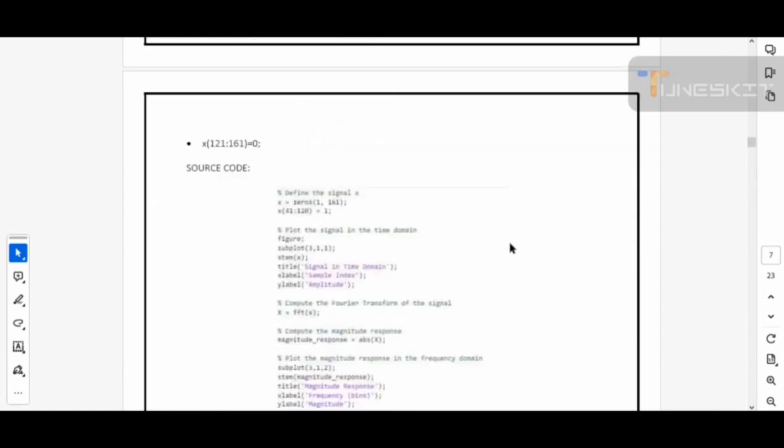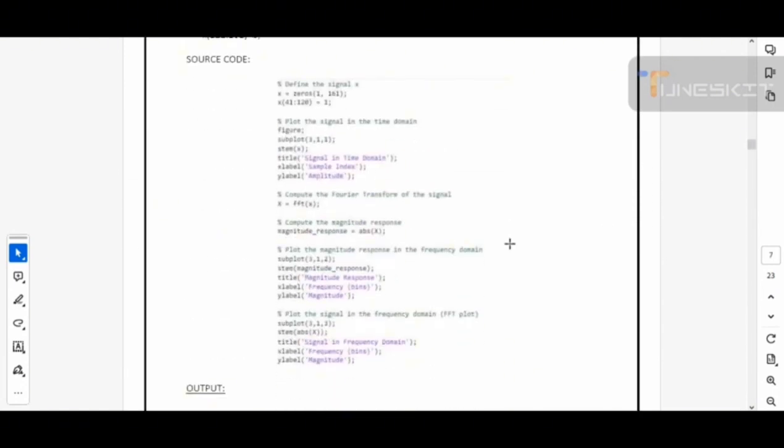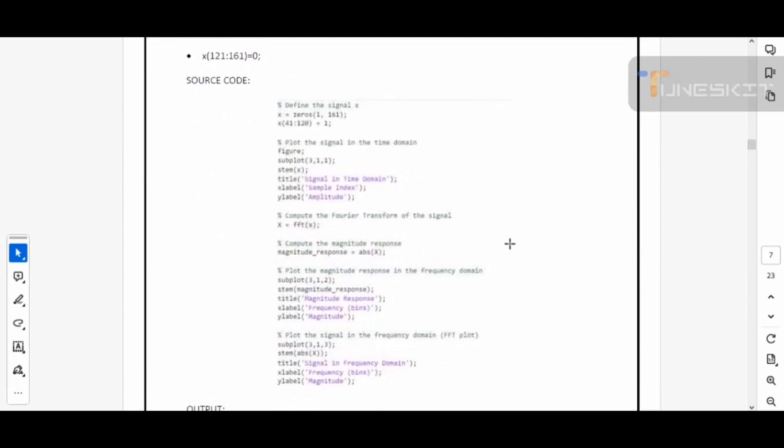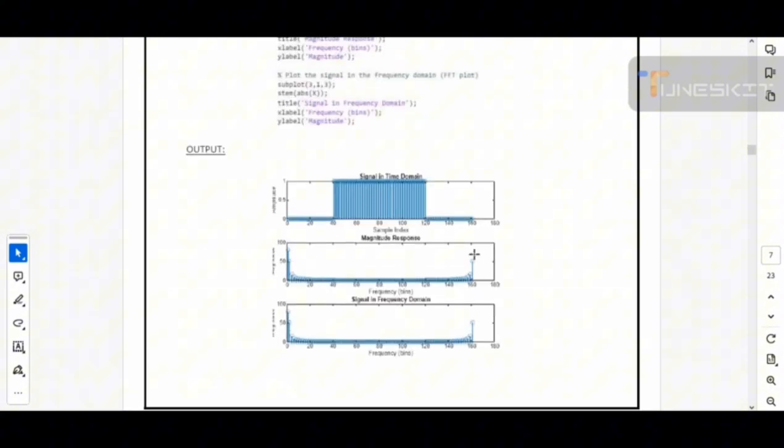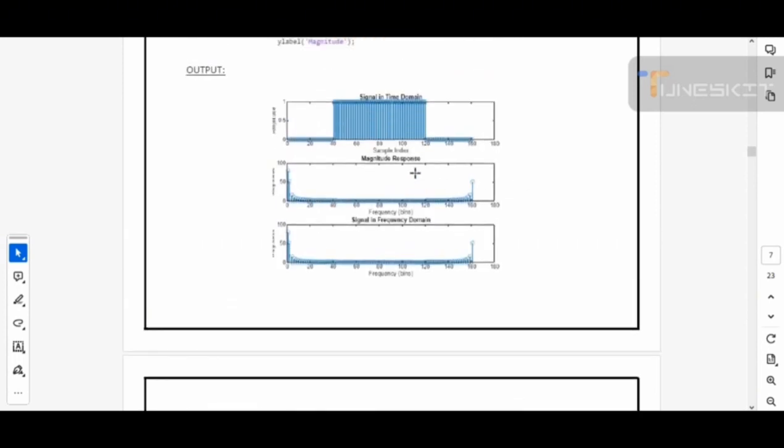Here the range is different and all the code is the same as the previous task. Moving on towards the output of this system, this is the output of this function. The first one is the signal in the time domain, the second is the magnitude response, and the third is the signal in the magnitude domain.